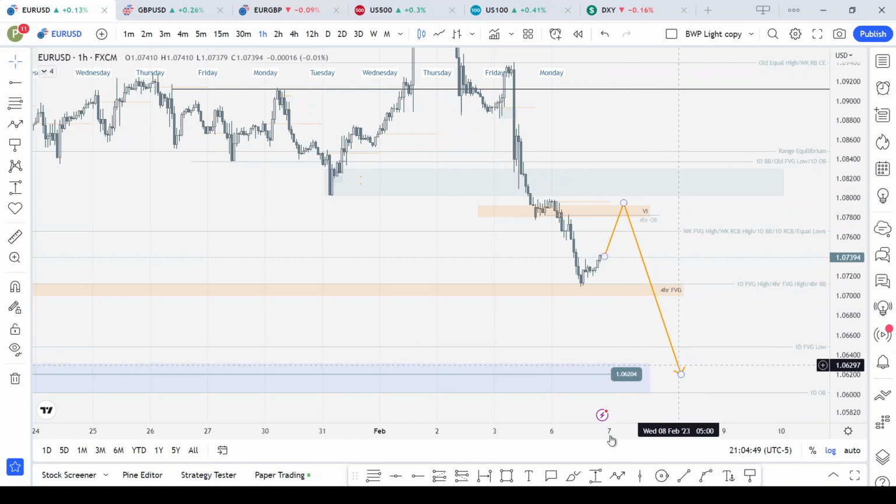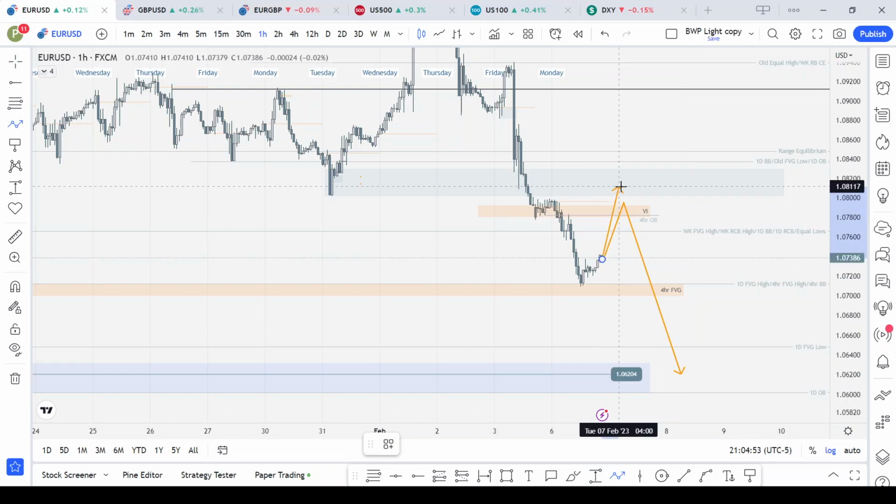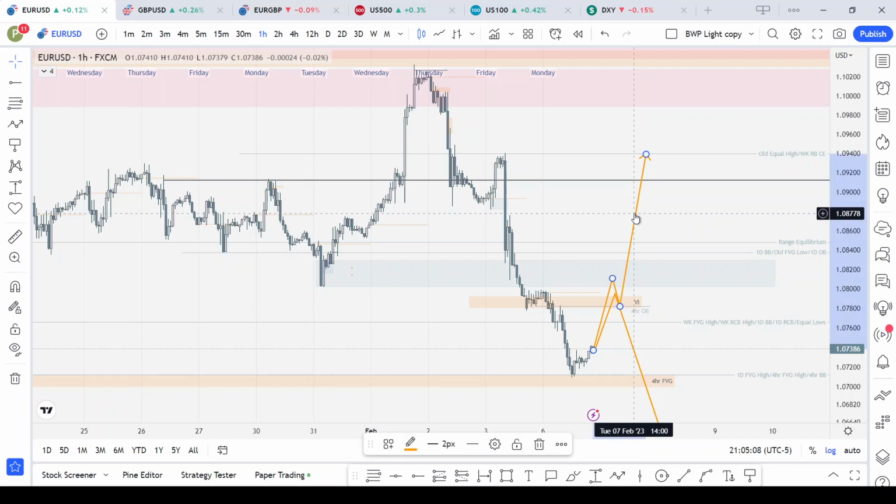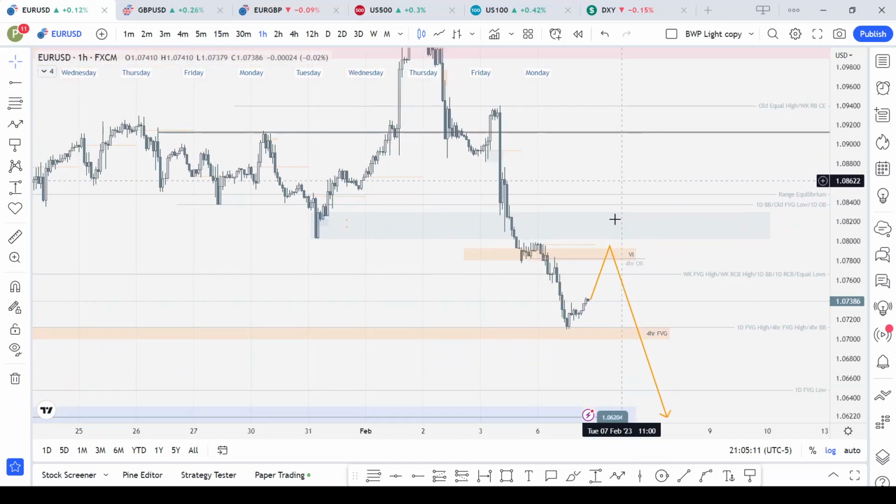Now, if I am wrong, what it will do is turn this into support to clean the equal highs, to clean all the equal highs here. But I don't see that happening, and I would rather not even see that happen, but it's a possibility. This is what I will be anticipating. I'm looking for shorts around here, around this volume imbalance and 4-hour OB.